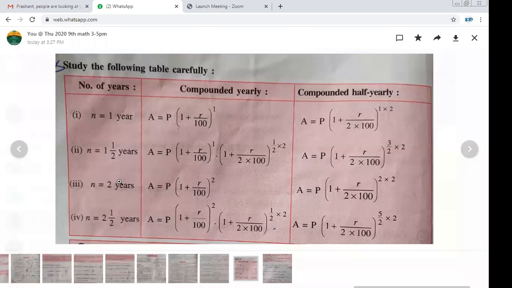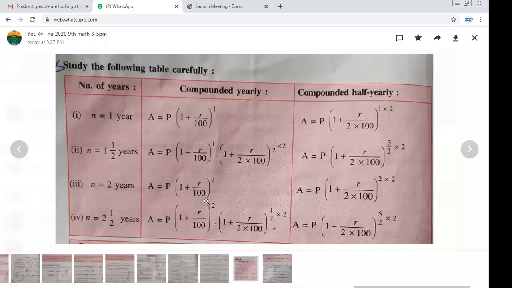So guys, when the time period is 2 years, how do you calculate the amount? It's simple. Amount is equal to P open the bracket 1 plus R upon 100 raised to the power 2. But the same thing when it is half yearly, amount is equal to P open the bracket 1 plus R upon 200 raised to the power 2 into 2, that is 4. This was very simple. But again, when it is 2.5 years, what is going to happen?